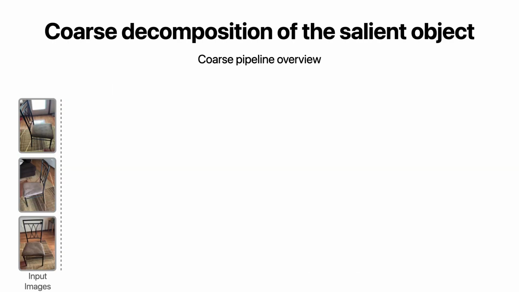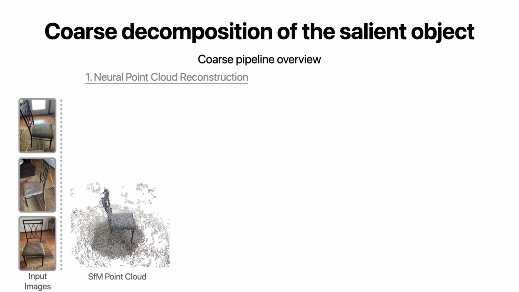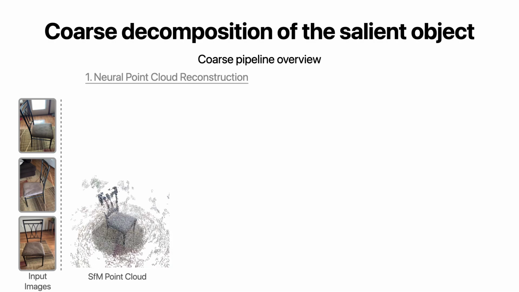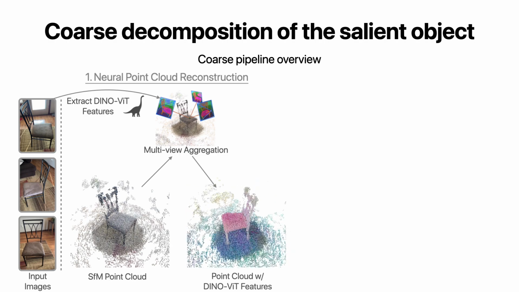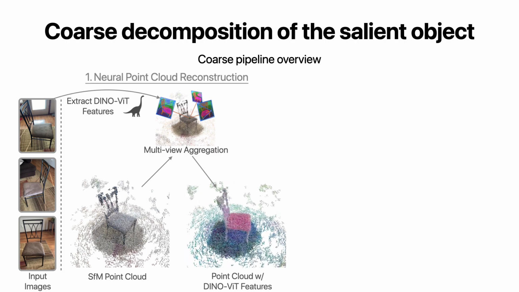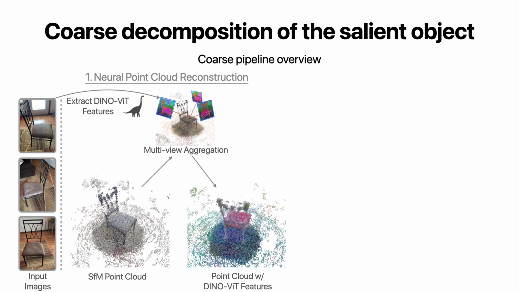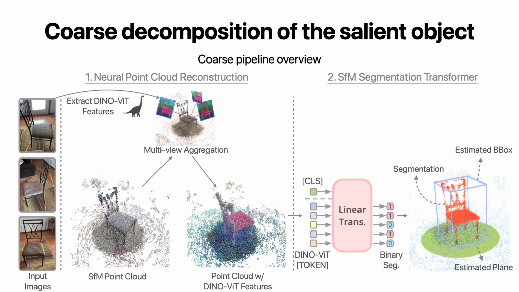To localize and decompose the salient object in 3D, we first reconstruct the semi-dense point cloud of the scene with structure from motion and a semi-dense image matcher. Then, we extract 2D DINO Vision Transformer features for each input frame and build point-wise features by aggregating multi-view 2D features. The resulting DINO point cloud is semantically rich as illustrated by the PCA projected colors. Finally, we decompose the foreground object with the SfM point cloud segmentation transformer. Based on the segmentation result, we estimate the ground plane and the oriented bounding box of the foreground object.